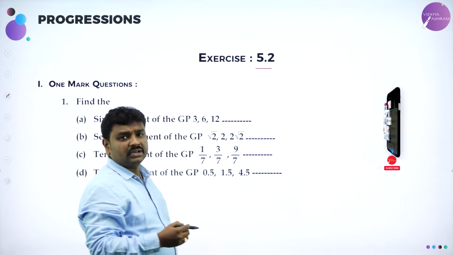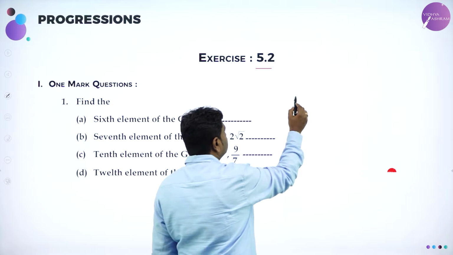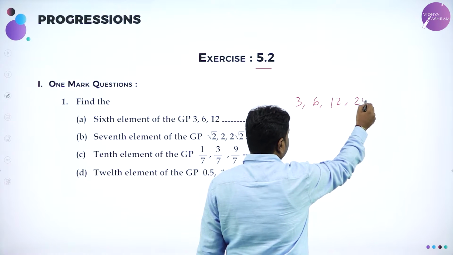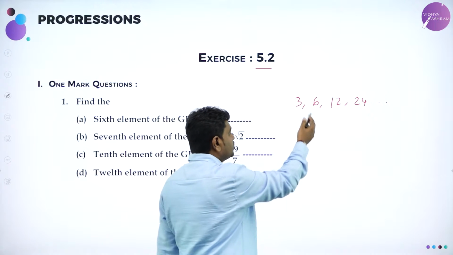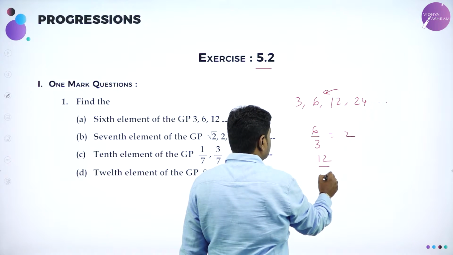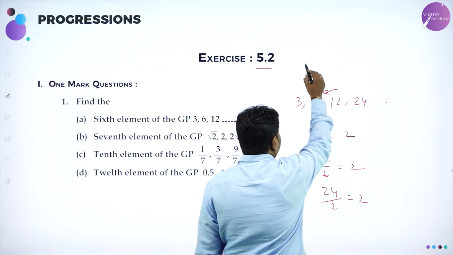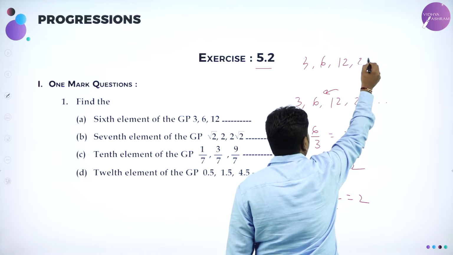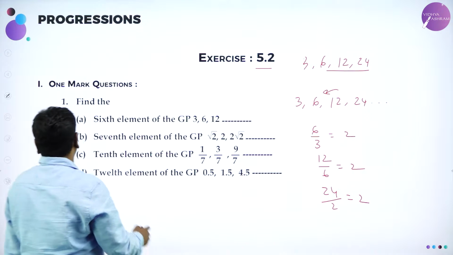Before we go to this, geometric progression means the terms should have a common ratio. For example, 3, 6, 12, 24. All the terms are in GP. Why? Because they have a common ratio. If I divide 6 by 3, it is 2. If I divide 12 by 6, again it is 2. 24 by 12, it is 2. Or otherwise, 3 multiplied by 2 is 6, 6 multiplied by 2 is 12, 12 multiplied by 2 is 24. So they are in geometric progression, GP.